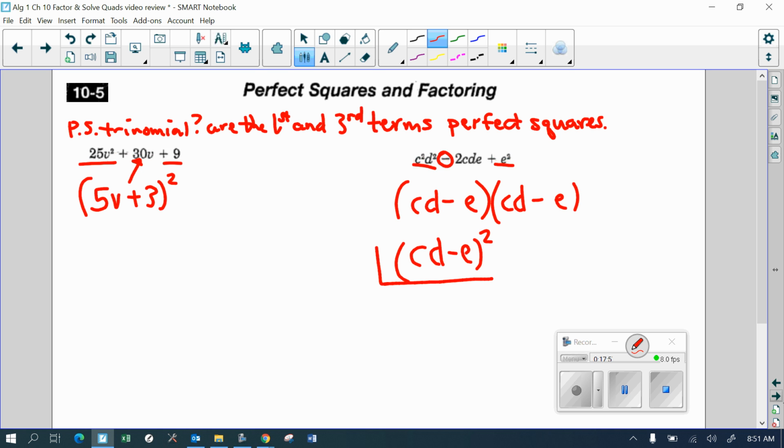Again, I can check that by squaring the first term. That gives me C squared D squared. I can square the last term, negative E times negative E. There's my positive E squared. For my middle term, I multiply the two together. That gives me negative CDE, and double it, negative 2CDE right there. Okay, so that guarantees me there's my answer.